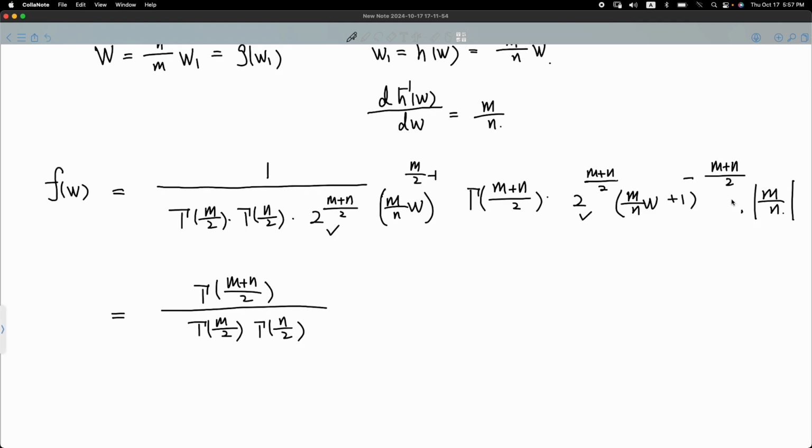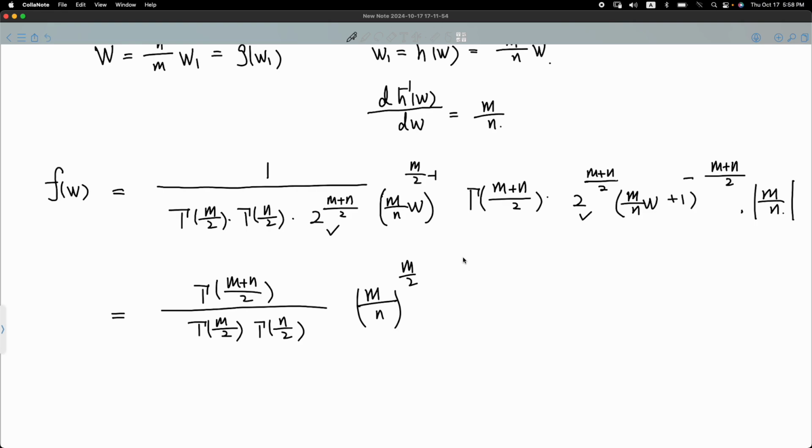Always don't forget when you make the change of variables, there's an additional copy from the Jacobian, or for the univariate case, from the change of variables. So this copy of m over n from the Jacobian will cancel out with this copy of m over n. So you should have m over n raised to the power of m over 2. So no more -1 here.